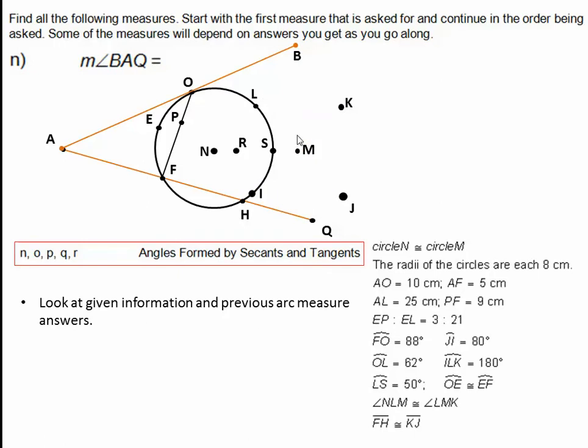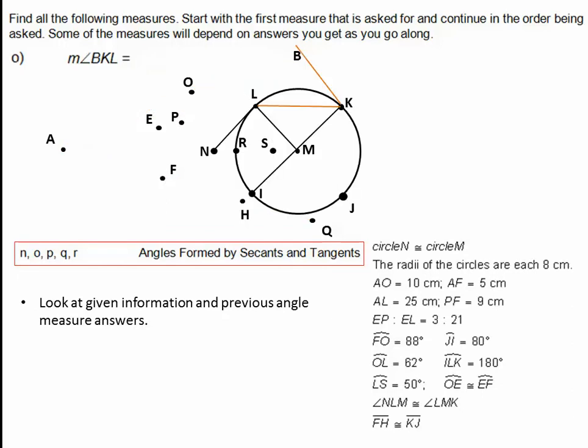Okay, for BAQ, you've got BAQ. Look at given information in previous arc measure answers. And for, it looks like for problems N, O, P, Q, R, you're going to be looking at angles formed by secants and tangents. And that's going to help you calculate the measure of angle BAQ. Okay, we're still looking at that same section, angles formed by secants and tangents. It says, what's the measure of BKL? Again, you're going to look at given information and previous angle measure answers.